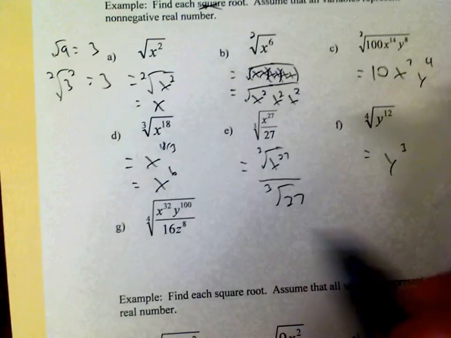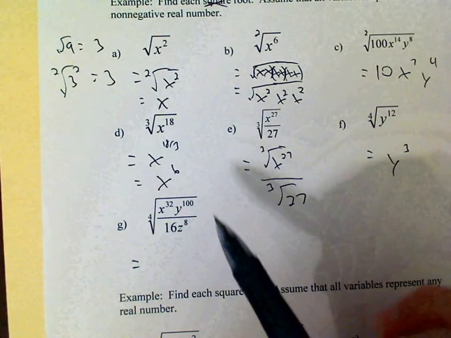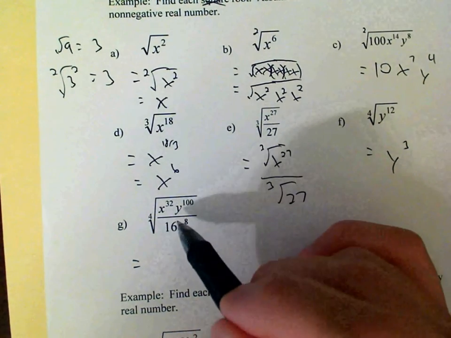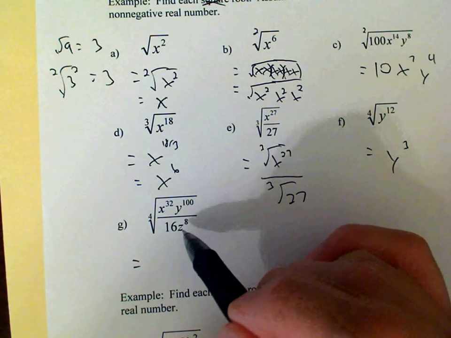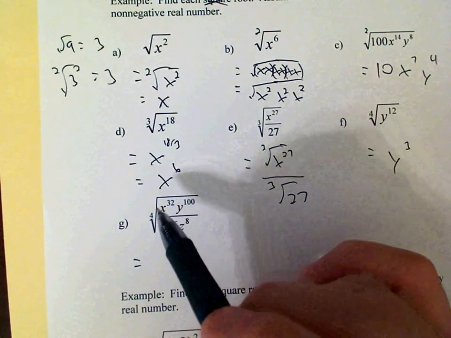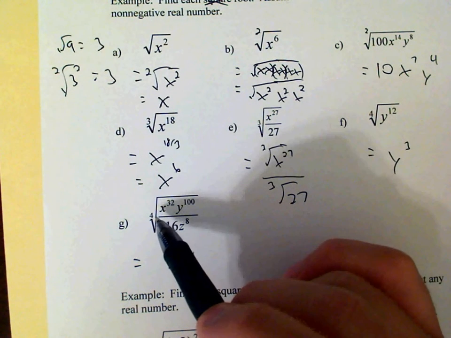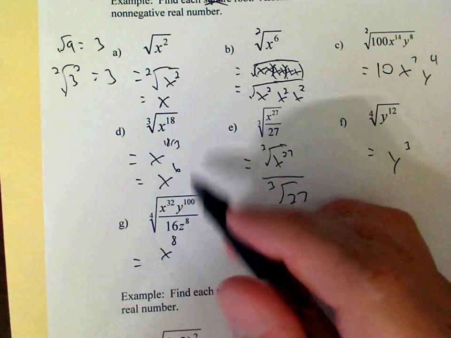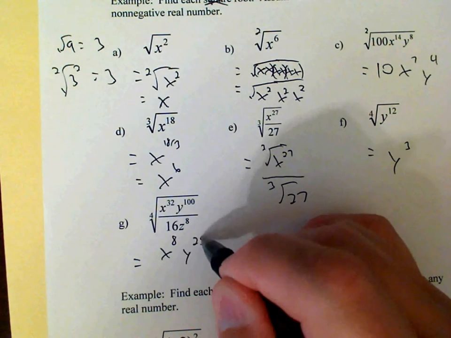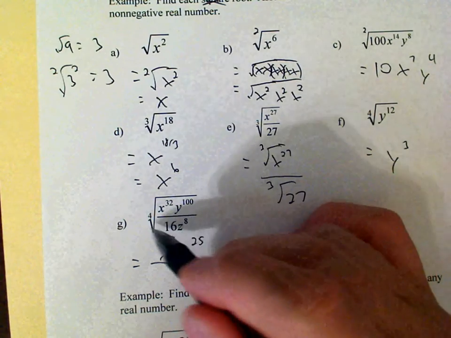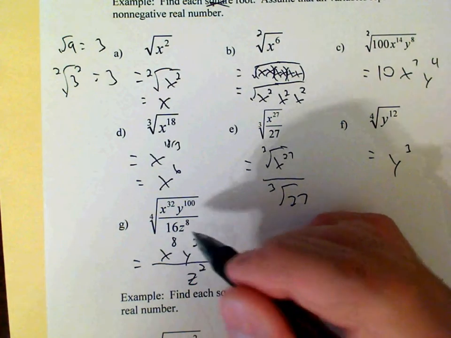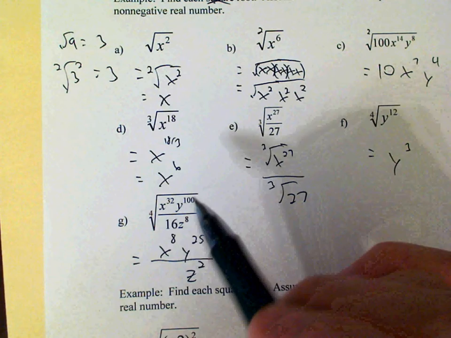Let's do this one really quickly. What's this? Fourth root of x to the 32 y to the 100th over 16z to the 8th. Well, it's saying how many times 4 goes into 32? And you'll say 8. How many times 4 goes into 100? You'll say 25. How many times 4 goes into 8? And you'll say 2. Now skip the 16 on purpose. Don't miss this. Most people will say it's 4, but it's not.